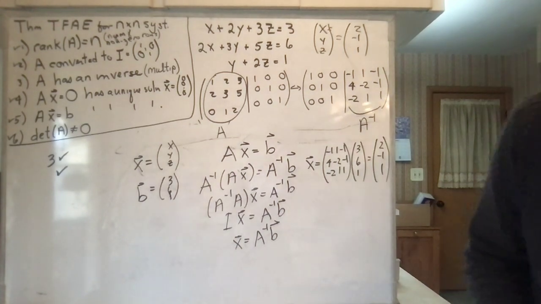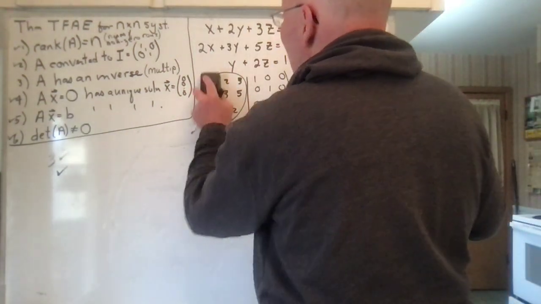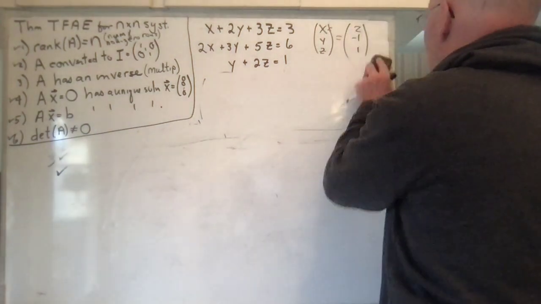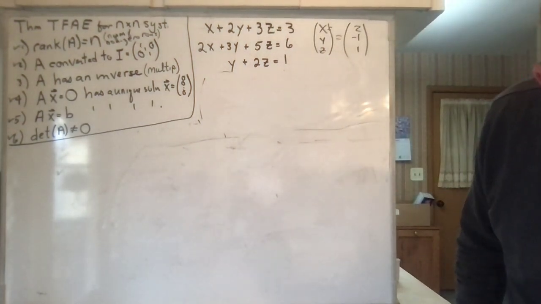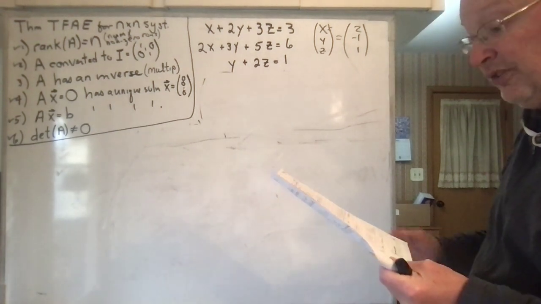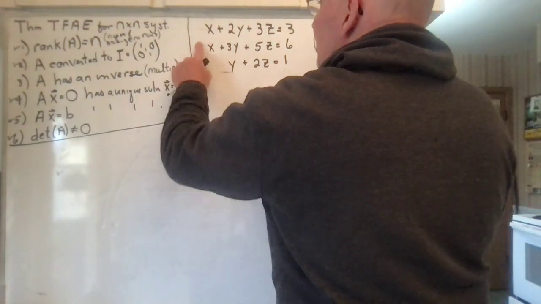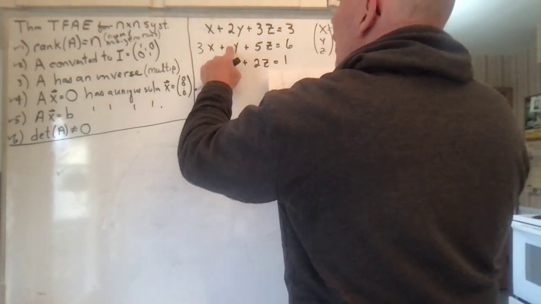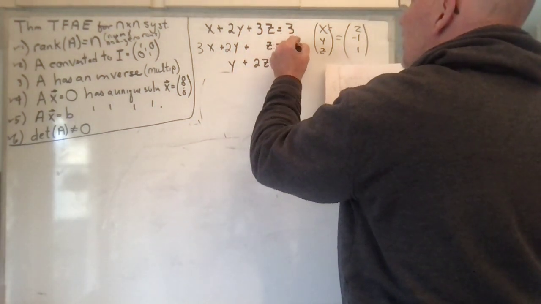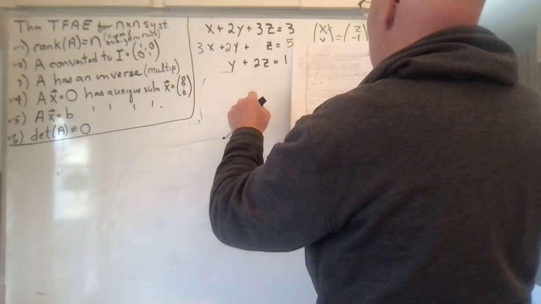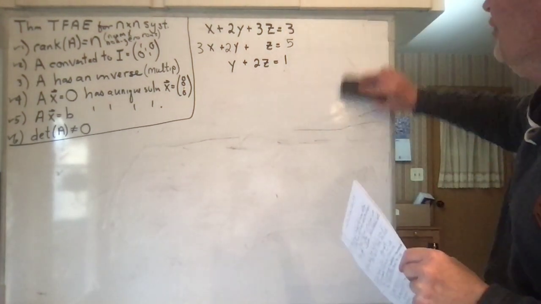Okay, so now let's do a different system. Okay, and this system is x plus 2y plus 3z equals 3, and 3x plus 2y plus z equals 5, and then y plus 2z equals 1. Okay, there's another system. Let's try the same thing with it.